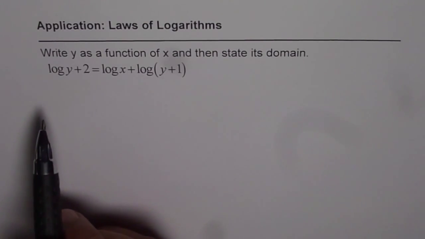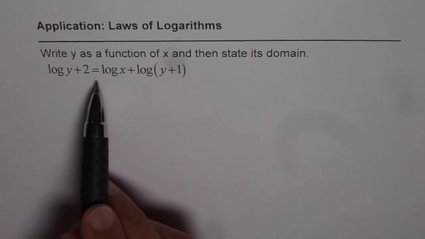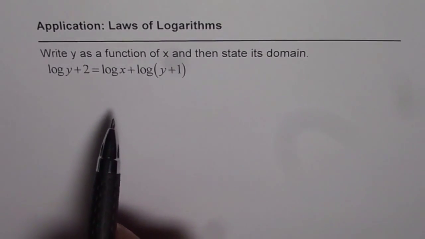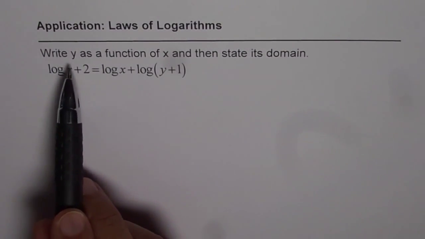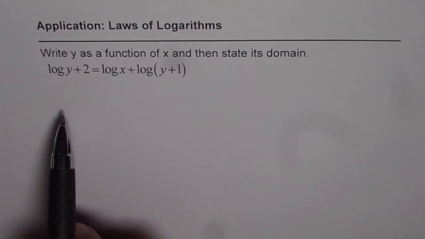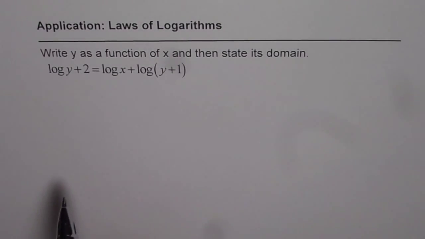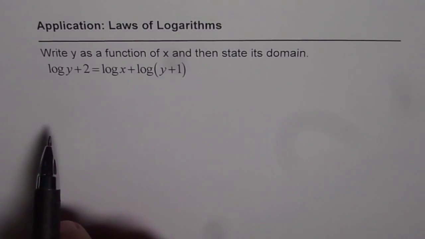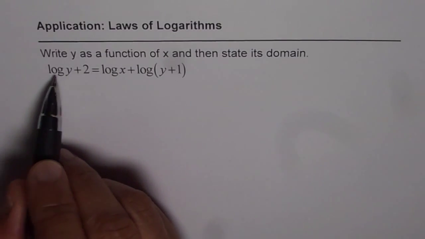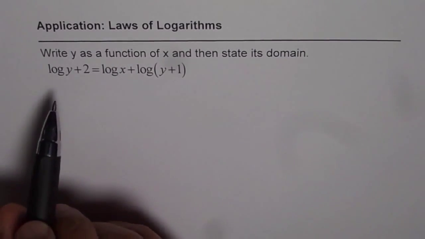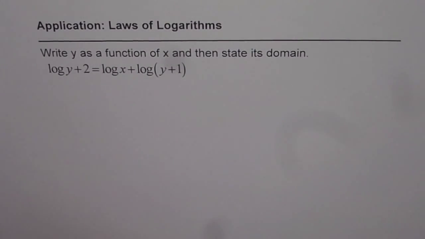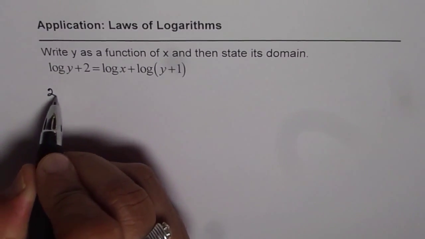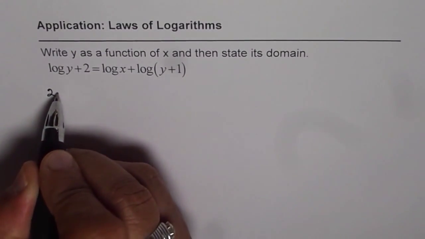Okay, let's solve this question. Log (y + 2) equals log of x plus log (y + 1). When we say write y as a function of x, we basically want to isolate y. So let's bring the y terms together and then see what happens. Taking log y to the right side, you will understand why I'm taking it on that side in a minute. We have 2 here, and I'll bring log x to the left side.